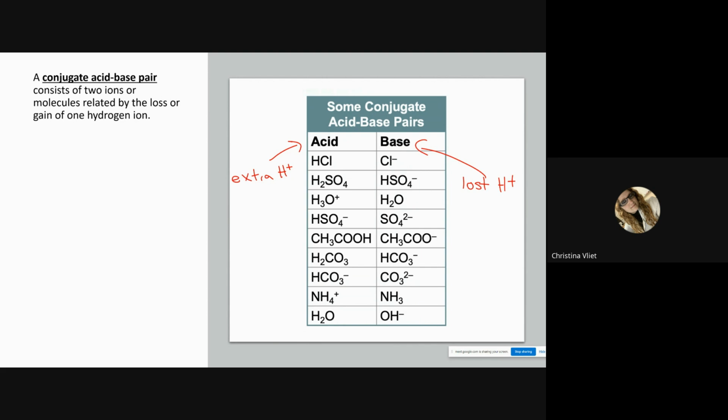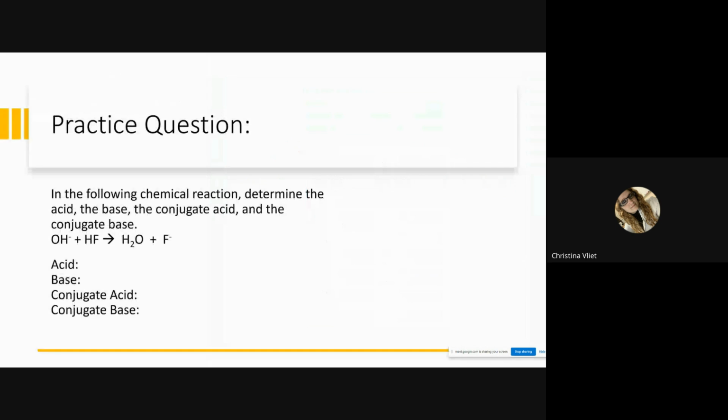And then finally, we're ready to look at some practice questions on this topic. Hopefully the little activity was helpful in terms of helping you understand what's going on here. Take a look at this chemical reaction. Determine what is the acid, what is the base, what is the conjugate acid, and what is the conjugate base. So take a look at this. Can we figure out, let's start with what is the acid. What is the acid here?